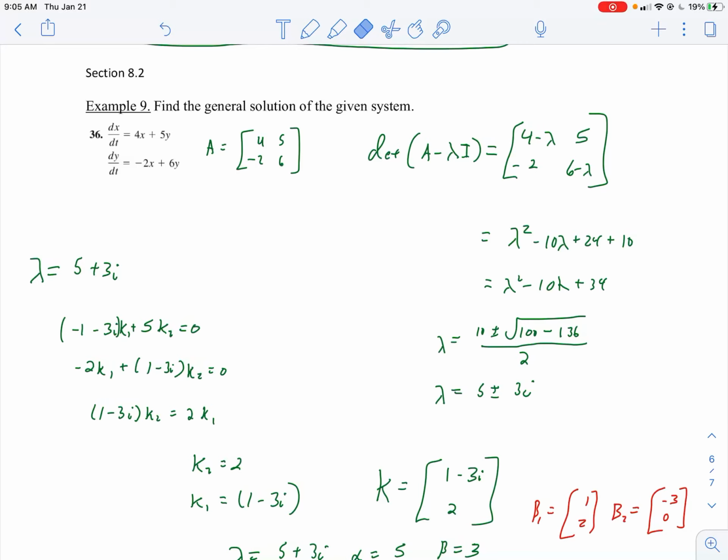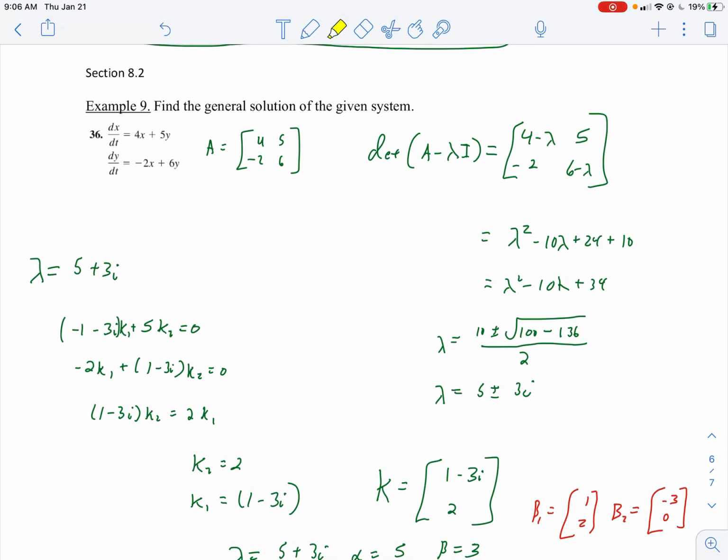Last example, we're going to find the general solution of the given system. All right, I will say I'm rooting for a complex eigenvalue, because if I get a complex eigenvalue, then I just have to plug in, and it's really easy. So let's go ahead and see if we get that. Of course we are, because I'm talking about it.